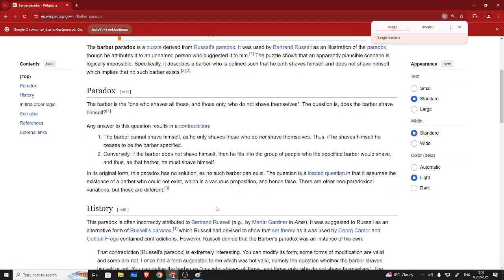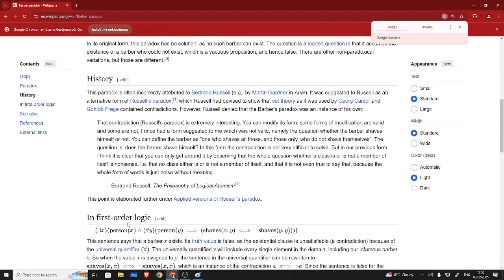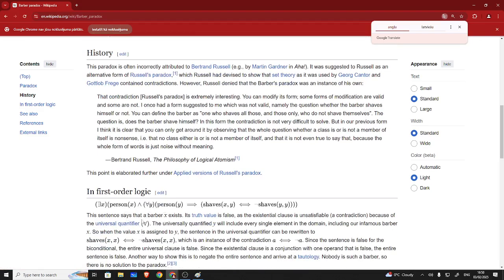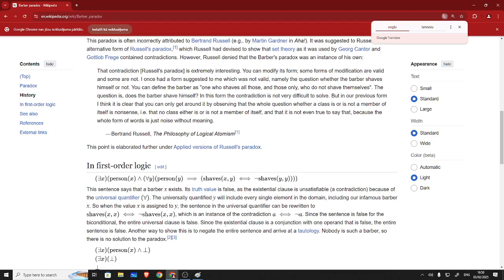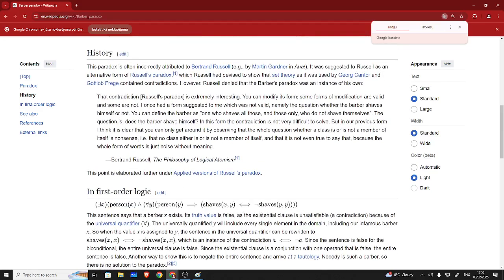There's also, of course, the liar's paradox. First-order logic appears here: there exists a person x such that for all persons y, y shaves x is equivalent to not y shaves y. So it's not satisfiable. There's a contradiction, so there's no solution to this problem. Big problem.